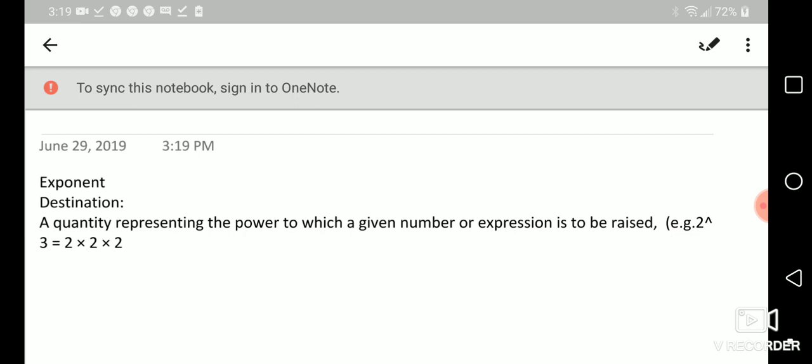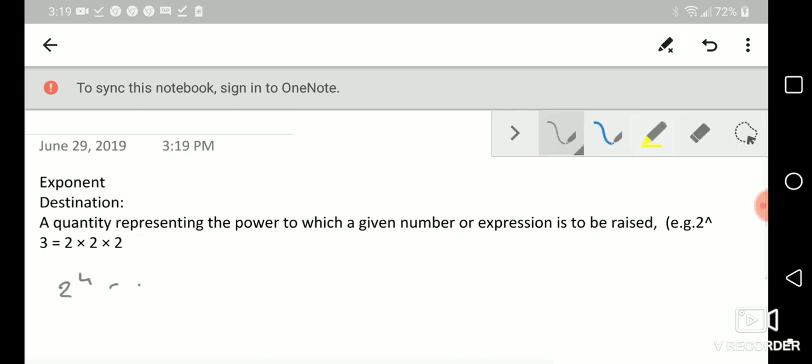For example, 2 to the power 3, we can say 2 times 2 times 2, which is equal to 8. If we have 2 to the power 4, then 2 to the power 4 is 2 times 2 times 2 times 2. So multiply 2 with itself 4 times. Same thing goes with the variables. X to the power 4 is x dot x dot x dot x.